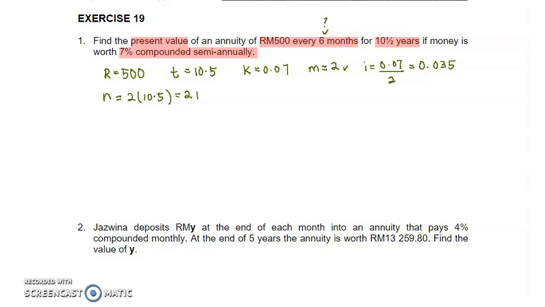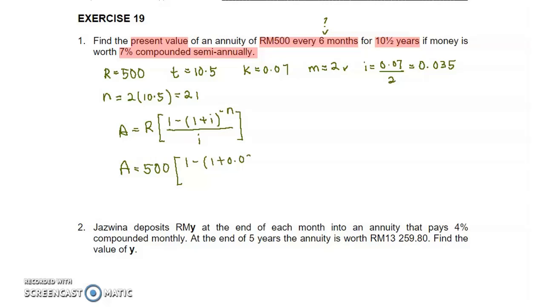So present value, value A equals R multiplied by 1 minus (1 plus I) to the power of negative n, divided by I. Be careful with this formula, don't confuse it with the future value formula. Okay, substitute the values: R is 500 ringgit, multiplied by 1 minus (1 plus 0.035) to the power of negative 21, divided by 0.035.